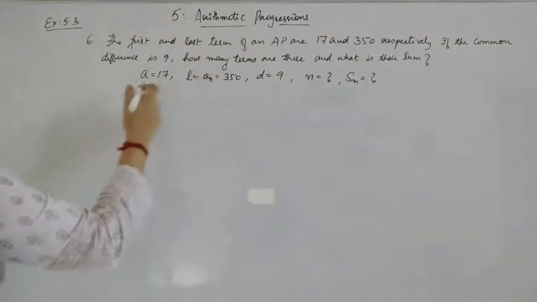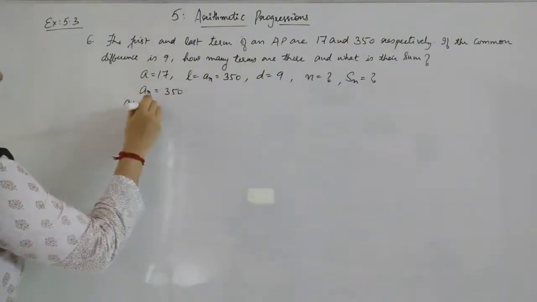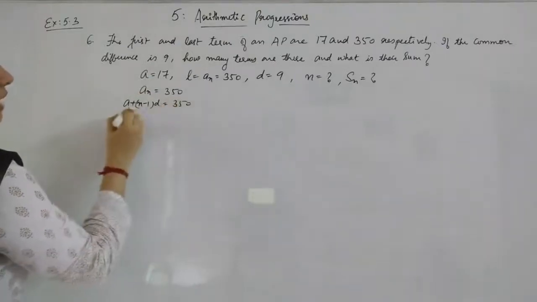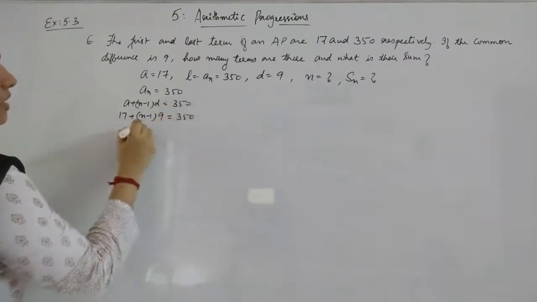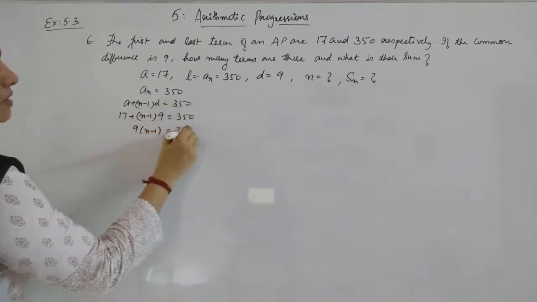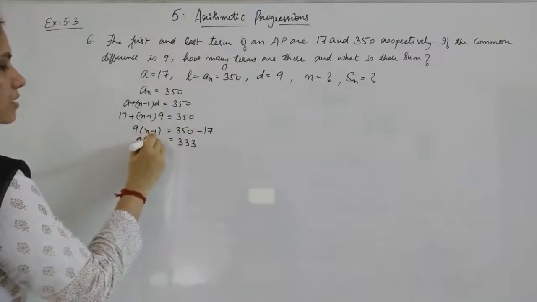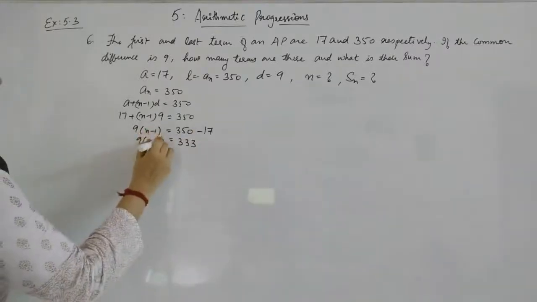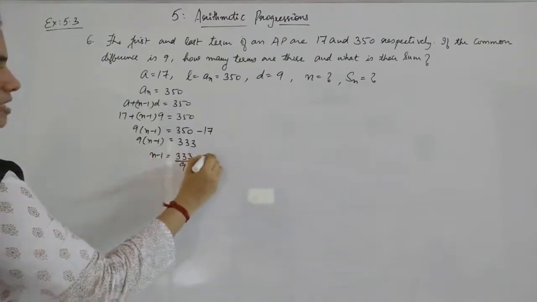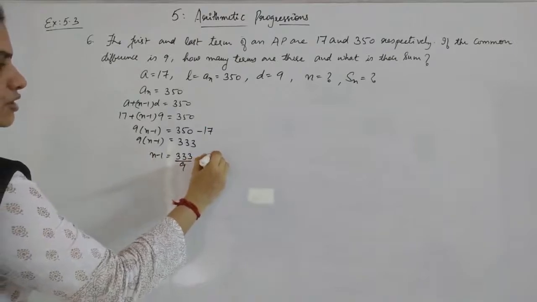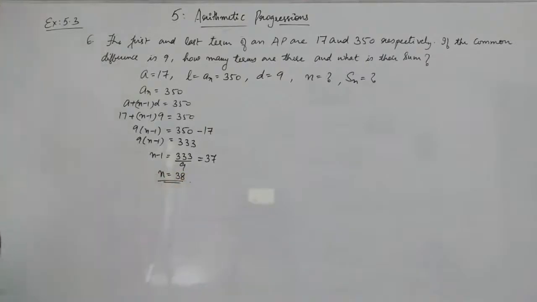So first we will start with the last term. an is equal to 350. That is a plus n minus 1 into d is equal to 350. a is 17. 17 plus n minus 1 into d, which is 9, is equal to 350. So 9 into n minus 1 is equal to 350 minus 17, which will give you 333. So 9 into n minus 1 is 333. So that you will get n minus 1 as 333 by 9, which is 37, right? So that your n is 38. So you got n. Okay.